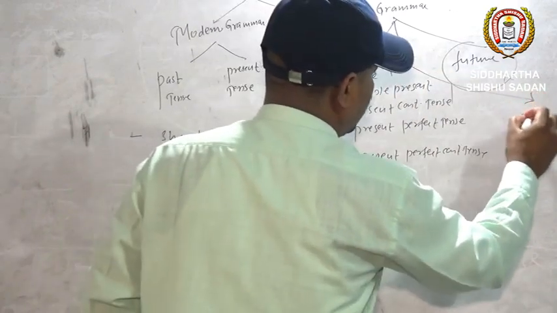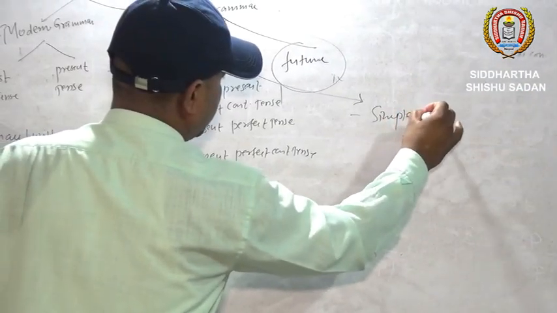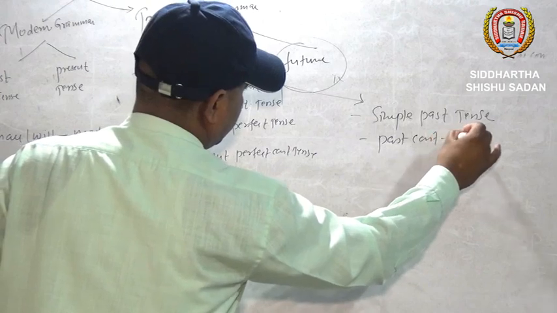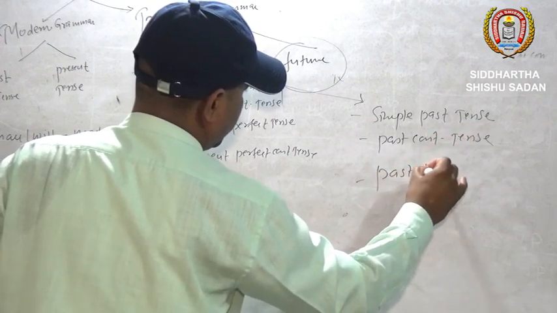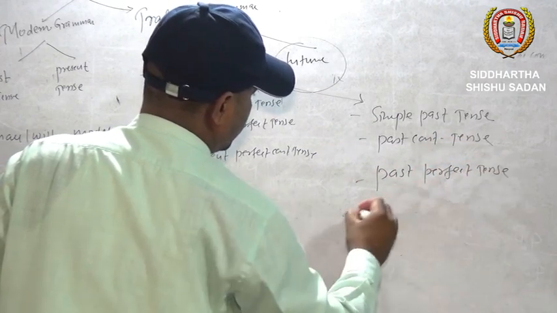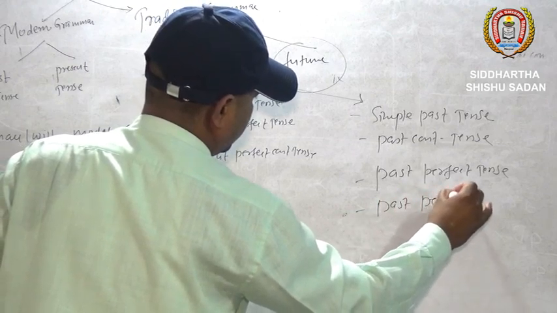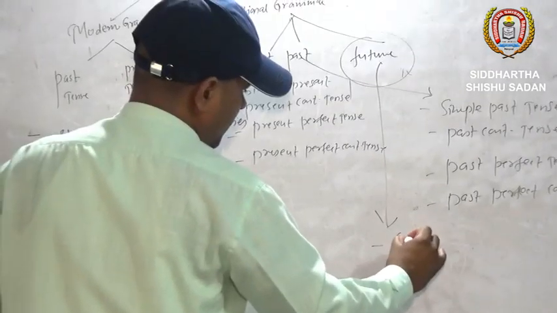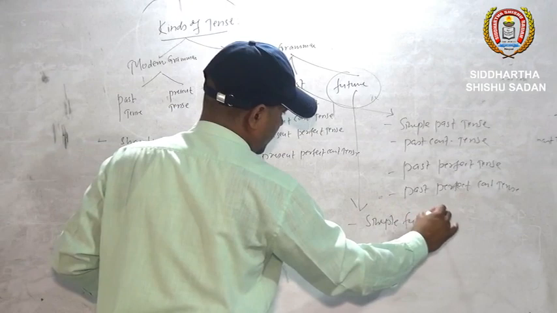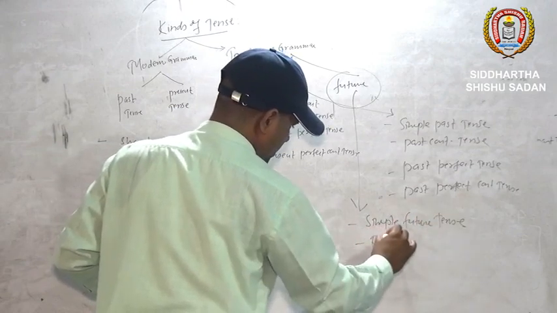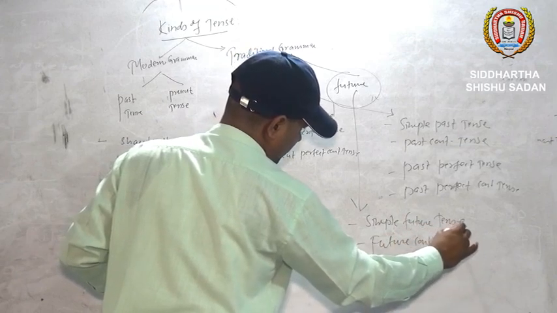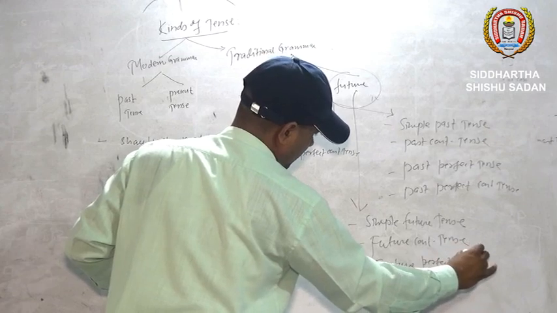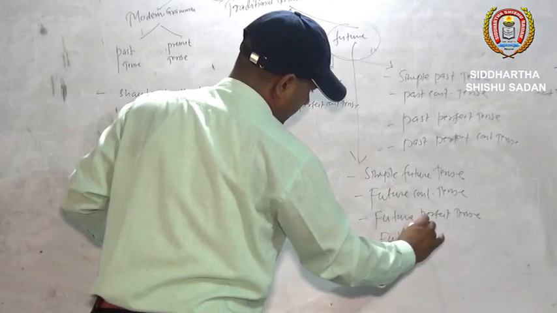Similarly, past tense is also 4 types here. Simple past tense, past continuous tense, past perfect tense, past perfect continuous tense. Similarly, future is also 4 types here. Simple future tense, future continuous tense, future perfect tense, and future perfect continuous tense.